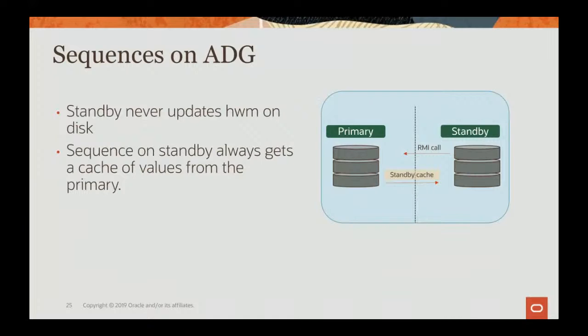Of course, we know that we can't update the sequence high watermark on disk for the standby because it's read-only, but can we at least read and use this high watermark? It turns out that we can't easily do so without synchronizing on the redo application, because we don't know what was the last cache of values that the primary used. To get around this, the standby always obtains a cache of values by making a remote connection to the primary. So once again, optimal sizing of the cache is key here, because you don't want to make too many remote calls to the primary.